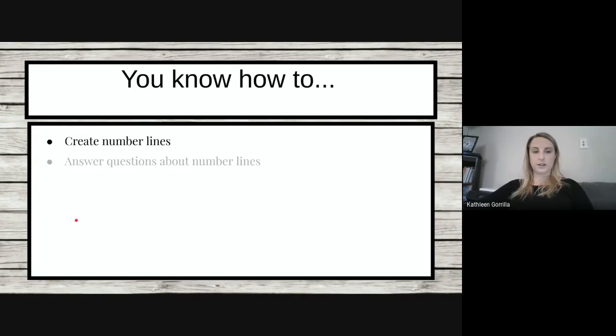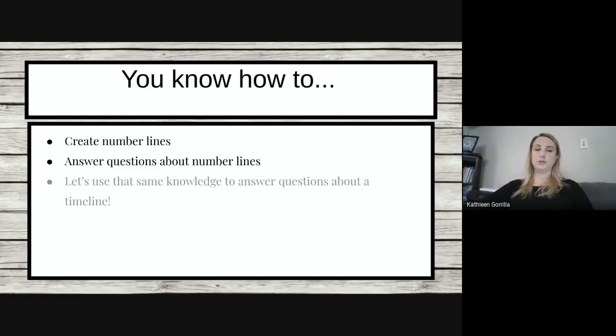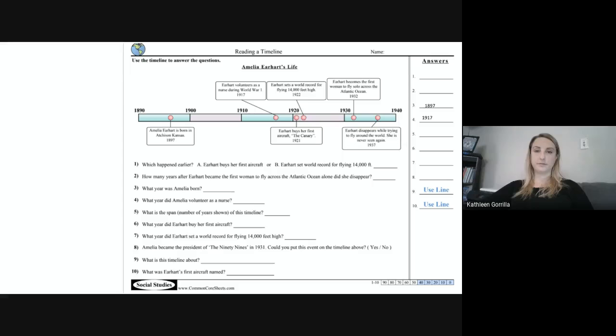You already know how to create number lines and answer questions about number lines. Now we're going to use the same knowledge to answer questions about a timeline. Okay, let's take a look at this timeline. First step, you're going to read the title. The title of this timeline is Amelia Earhart's Life. Then you're going to look at the beginning and the end values. It starts in 1890 and it ends in 1940.